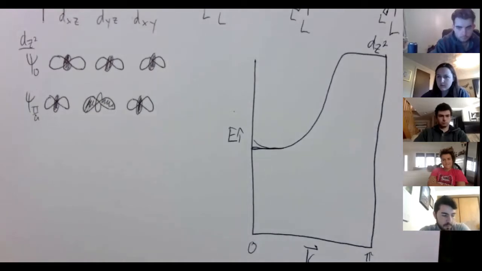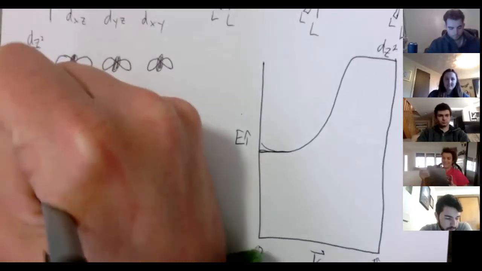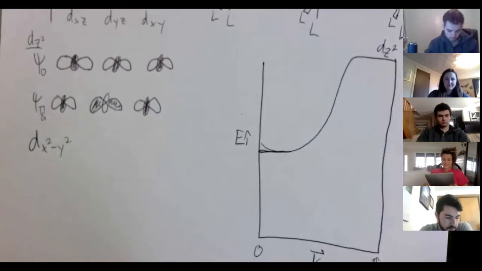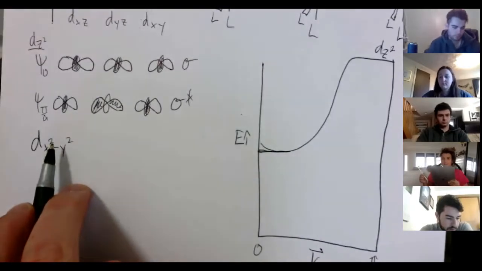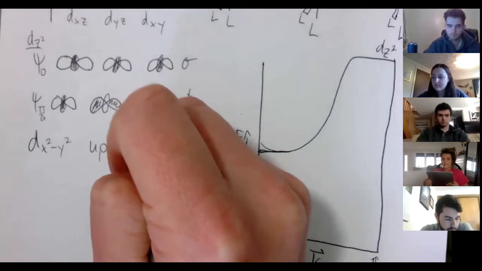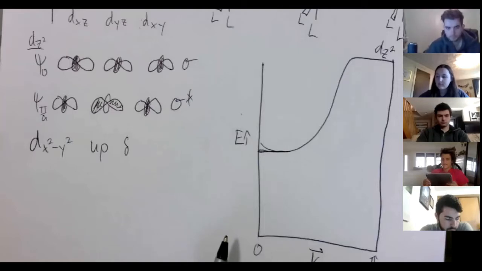All right. Do you want to draw the other orbitals, or do you feel like you could tell me which way they'll go? Well, I could tell you. Okay. So dx squared minus y squared, is that going to run up or run down, and what type of overlap is it? Oh yeah, this is sigma. Runs up. Yep, runs up. Delta. And what type of overlap? Delta. Yep. So what does that mean about its dispersion? It would be lower. Yep.